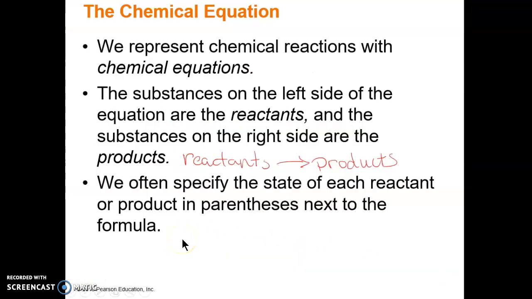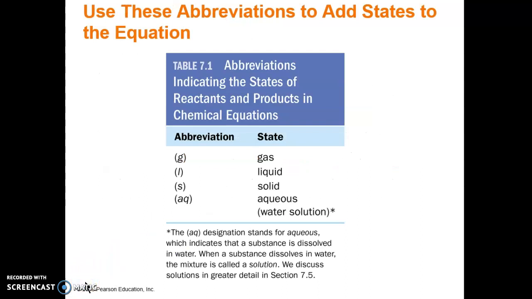All right, we're going to specify the state of each reactant or product with a parentheses next to it. So that will indicate whether or not it's a solid, a liquid, a gas, or aqueous. These are the abbreviations that you would see next to the reactants and products.